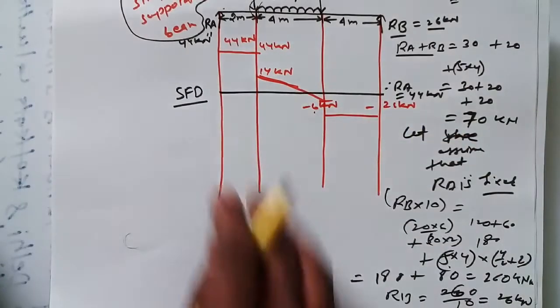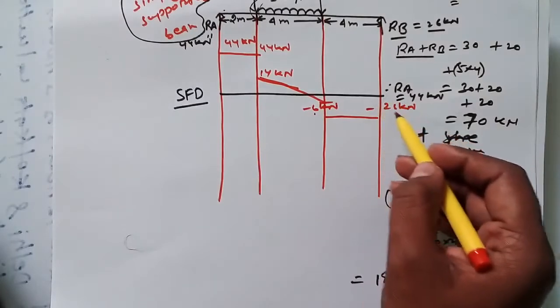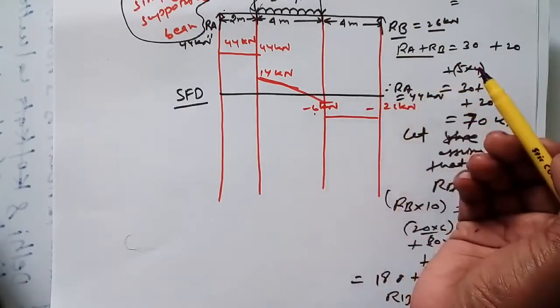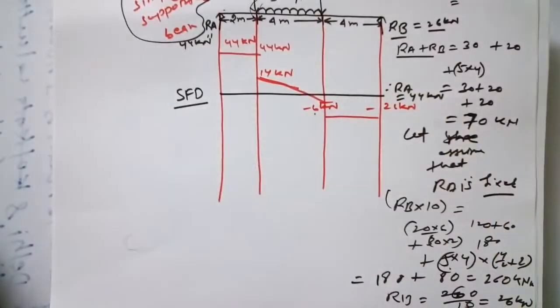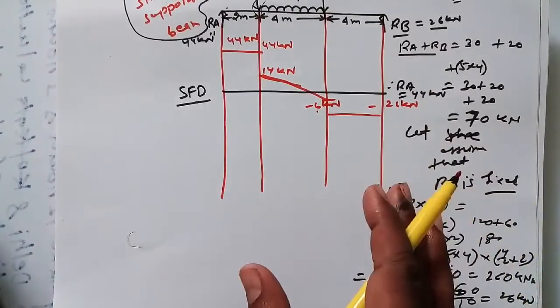Now we have to check whether it is right or wrong. Just add minus 26 plus 26 is equal to 0, that means this is right. Here 44 plus minus 44, that means this is right. So we have to check whether it is right or wrong.